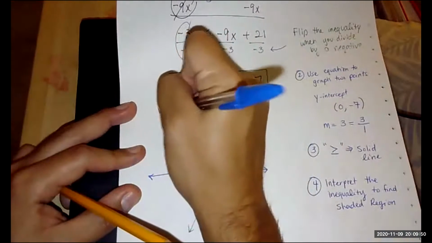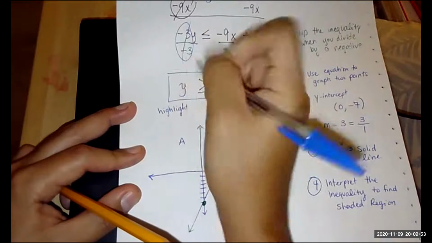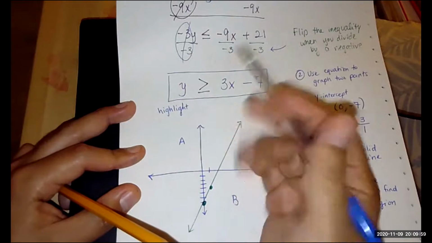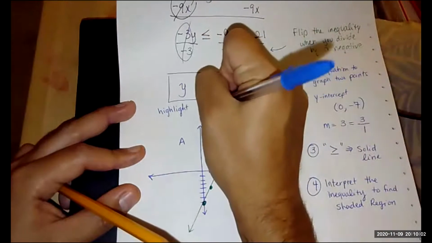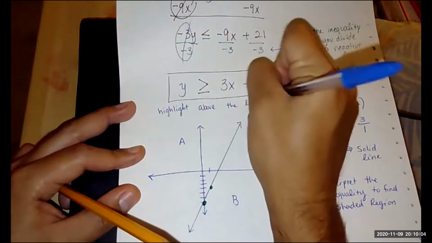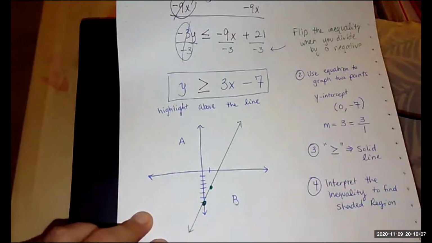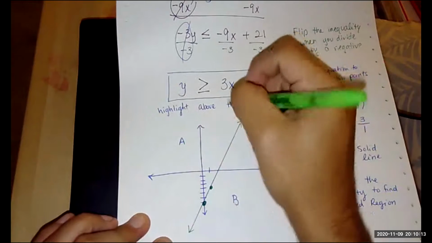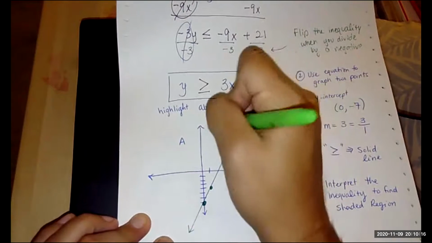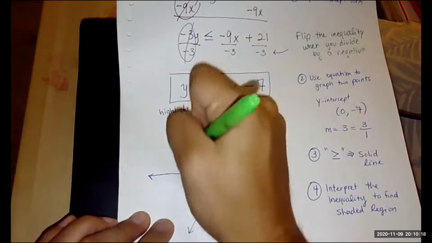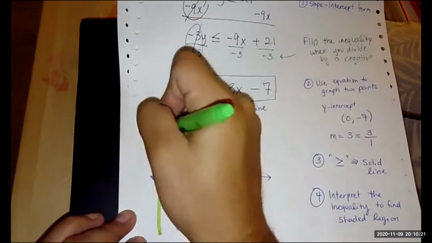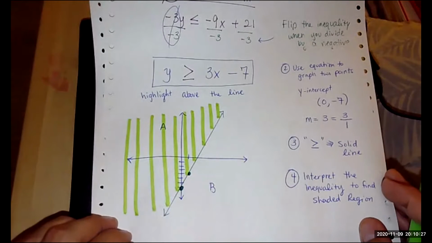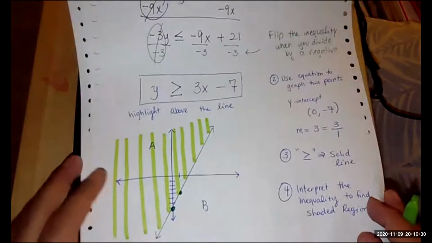Okay, so that will tell you to highlight y is greater than or equal to. So greater than is like above. So we want to highlight above the line that we drew. If you're doing this by hand, you'll have to grab a highlighter and say, we want to highlight everything in the region above our line. So all of this gets highlighted. And that would be it.